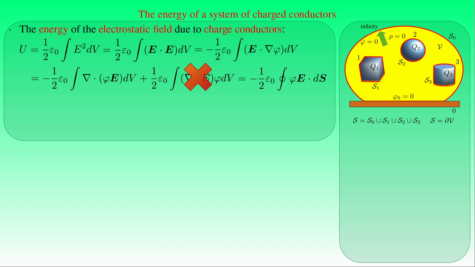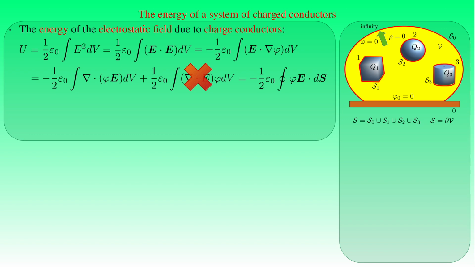As the figure shows, the volume V enclosing the localized electric field due to the system of charged conductors has the boundary S, that is the union of the surface S0 and the boundaries S1, S2 and so on of the electrodes 1, 2 and so on. Here the surface S0 is a surface of zero potential, that is the combination of the Earth considered as the electrode 0 and an imaginary surface at infinity where the potential of the localized electric field vanishes.